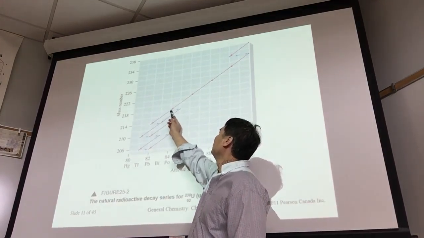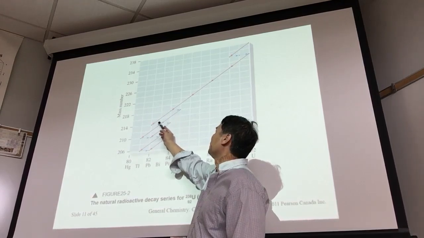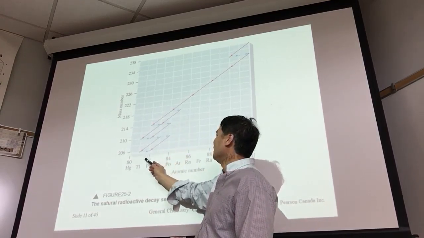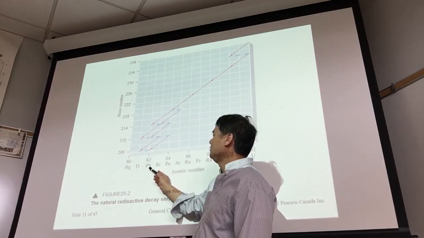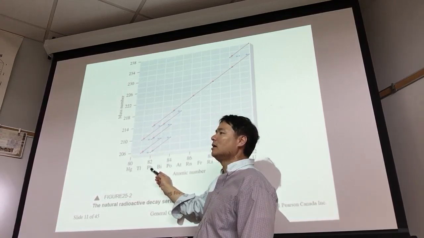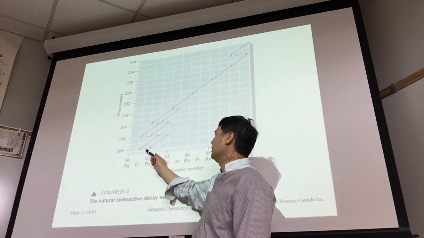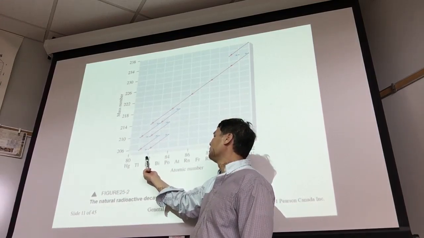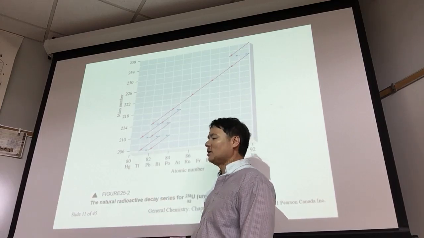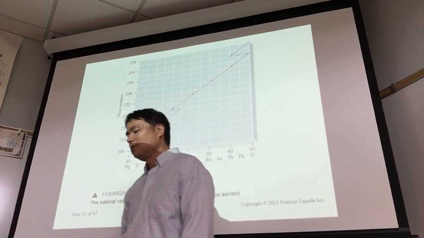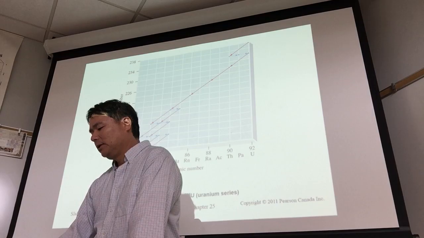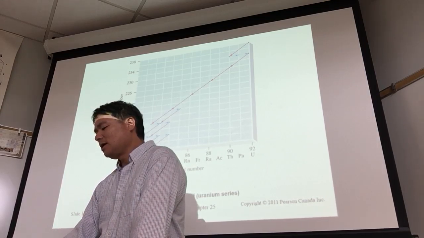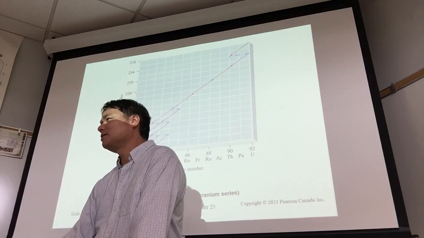This can either go alpha or beta. It will form different daughter products. Eventually, you know where we end up? Element 82. Element 82 is lead, and then it's no longer radioactive. Lead is stable. This isotope of lead is stable. We could have other isotopes of lead which are unstable. But eventually we end up at lead, and then the decay series is done. Well, how long does this take?